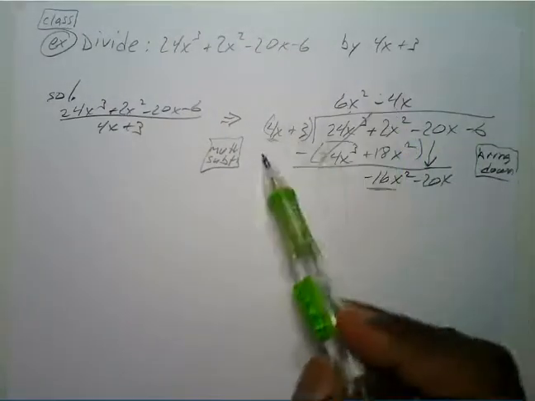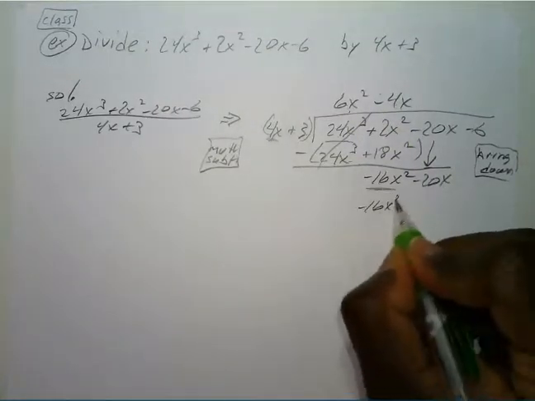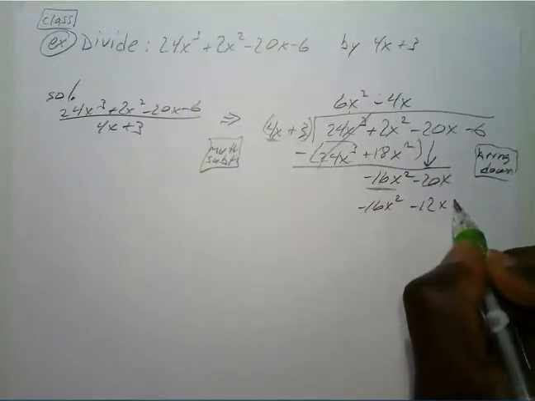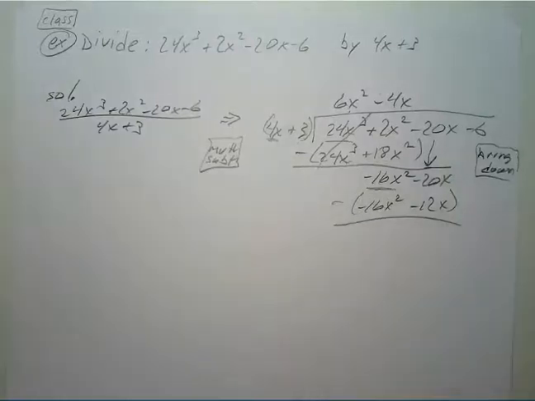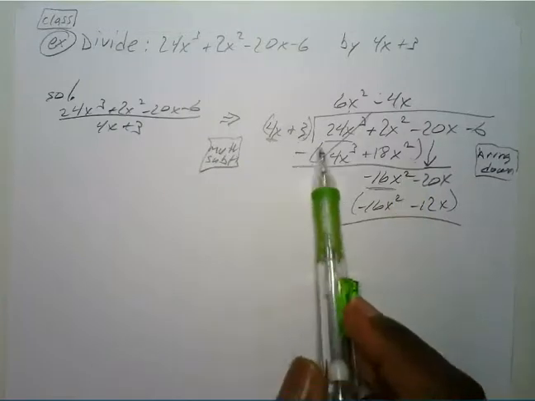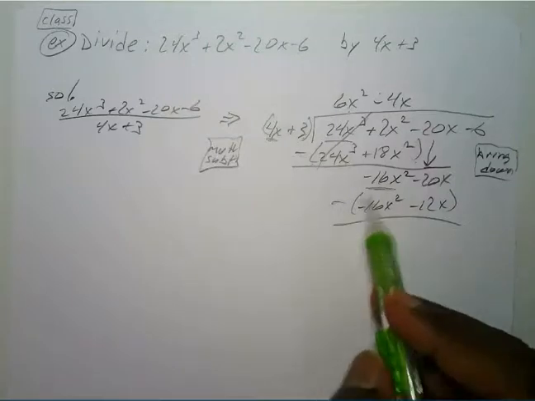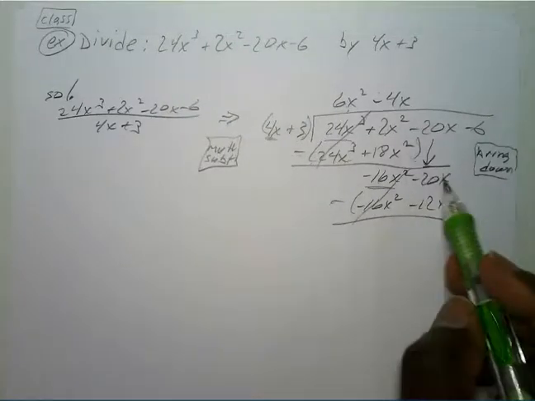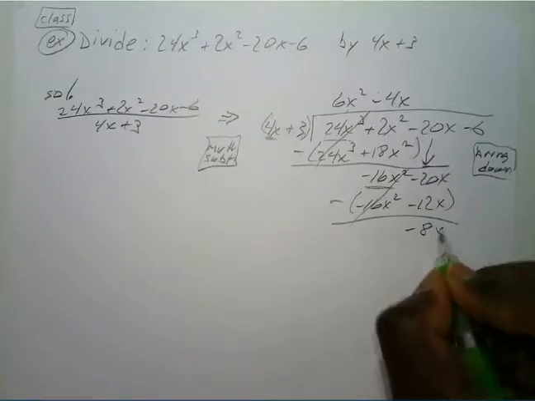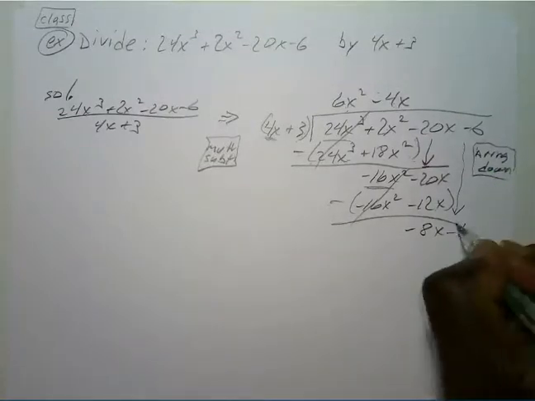Okay, so now we multiply, and then we subtract. So we multiply negative 4x times 4x is negative 16x squared. Negative 4x times 3 is negative 12x. Okay, so we multiplied, now we subtract. Don't forget your parentheses around what you're going to subtract, because it's really easy to get confused if you don't put parentheses around. Okay, so negative 16x squared plus 16x squared, because remember that's distributed, is 0, so that disappears. Negative 20x plus 12x is minus 8x. So we multiplied, we subtracted, now we bring down minus 6.